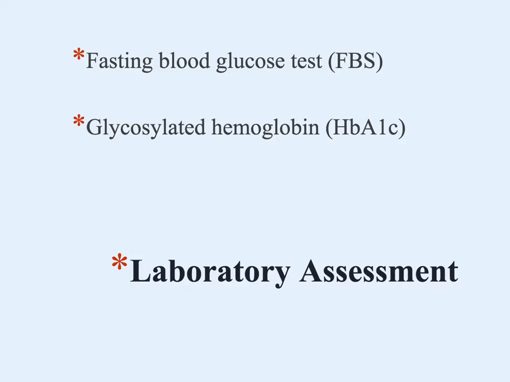A1C testing is recommended at least twice a year in patients who are on treatment, and it's also, like I said, a diagnostic tool. This test measures how much glucose permanently attaches to the hemoglobin molecule. Glucose binds to many proteins, including hemoglobin, through a process called glycosylation. The higher the blood glucose is over time, the more glycosylated hemoglobin becomes. The American Diabetic Association defines A1C levels greater than 6.5% to be diagnostic of diabetes.